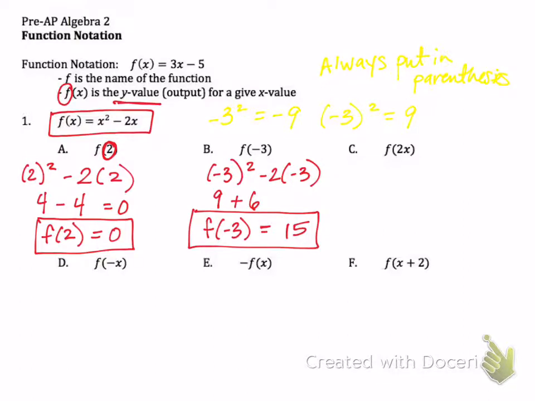Okay, if we look at number C, now we have an x in there, or a 2x. So anytime that you have a variable in there, you are replacing x with 2x. So everywhere you see an x, you're going to put a 2x.